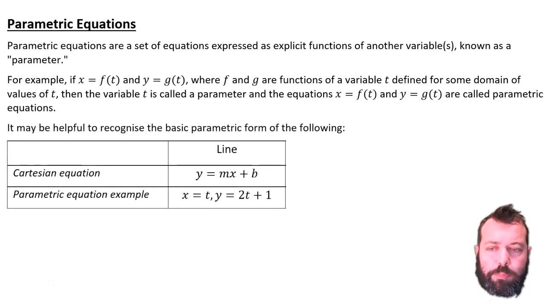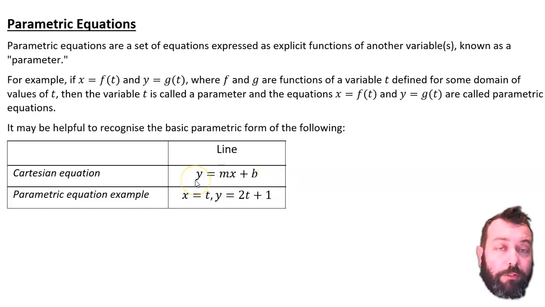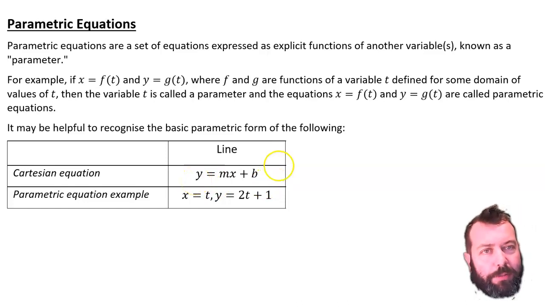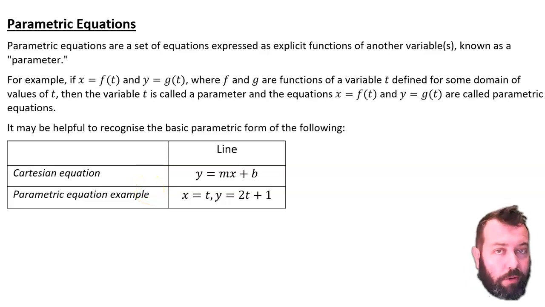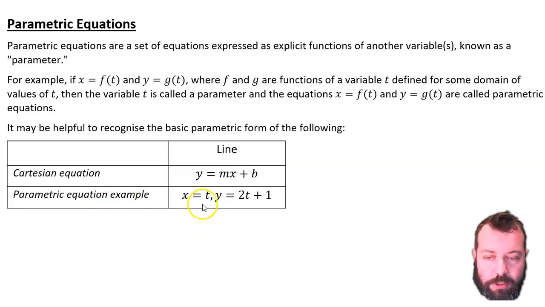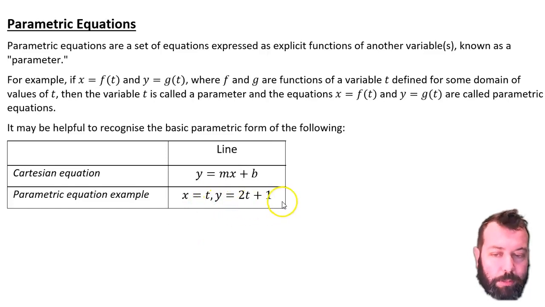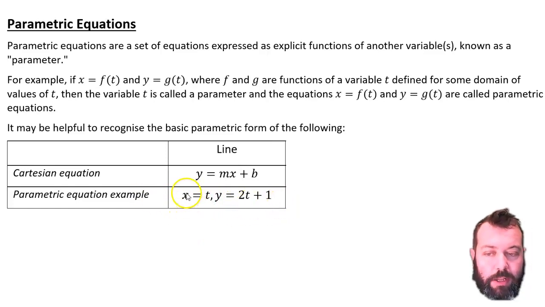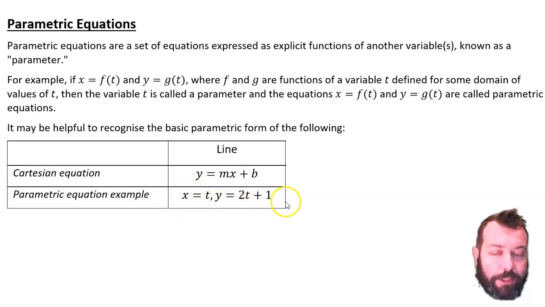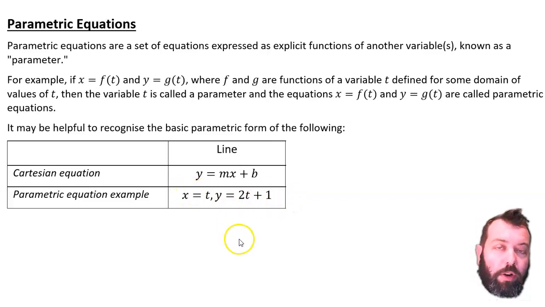Now, some examples here. A Cartesian equation for a straight line looks like y equals mx plus b. But the parametric equations might look like, not necessarily, they might look like x equals t and y equals 2t plus 1. You can see this is an expression for x in terms of t, and this is an expression for y in terms of t. X and y are expressed independently, but they are still linked by that parameter t.